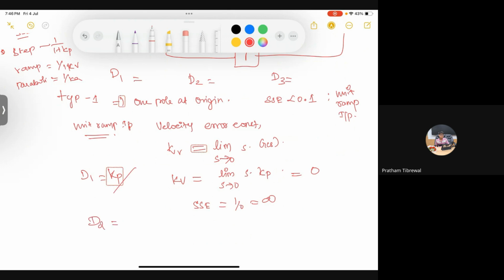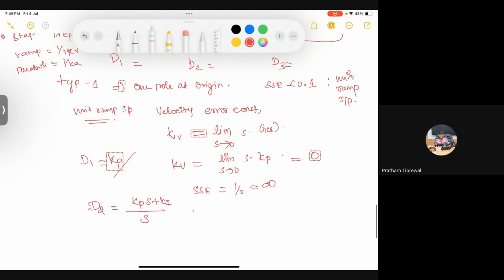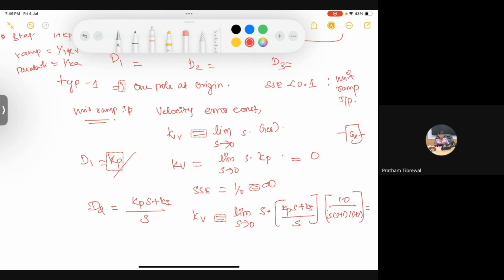So removing that, we are proceeding with the second controller, that is Kp s plus Ki divided by s. This is the second one, right? So if I put it here, Kv is equal to limit s tends to 0, s into Kp s plus Ki by s into your G of s, that is 10 by s into s plus 1 into s plus 2, right? Because here the forward gain is Gc into G, right? That's why I'm writing both for finding this Kv.